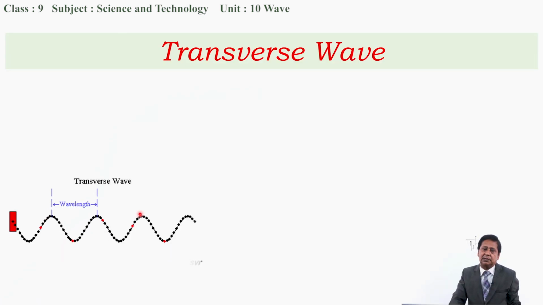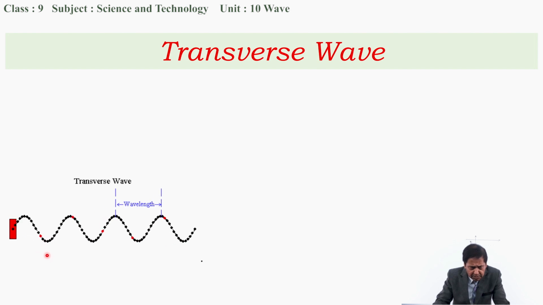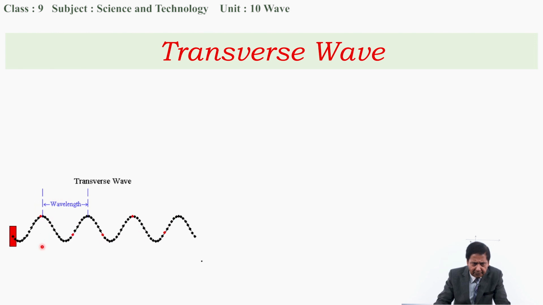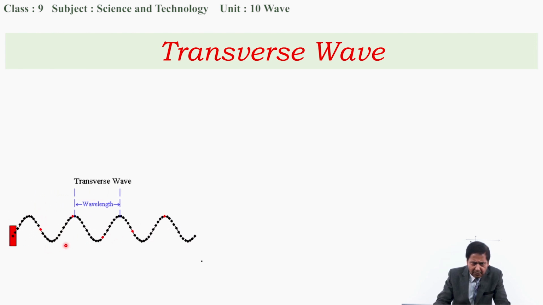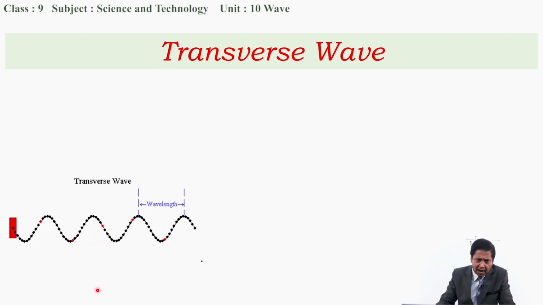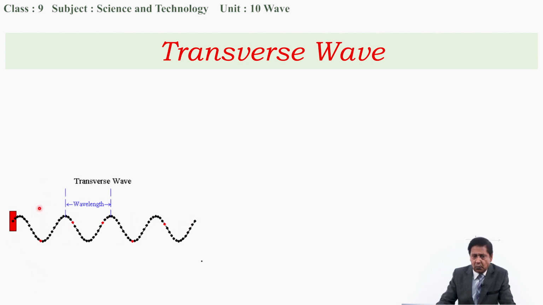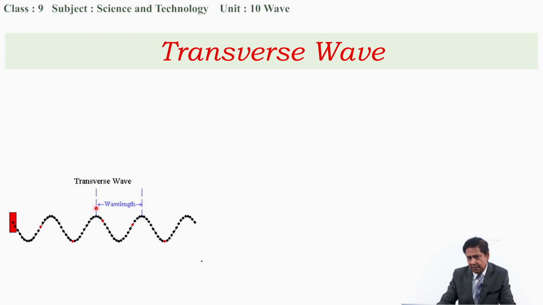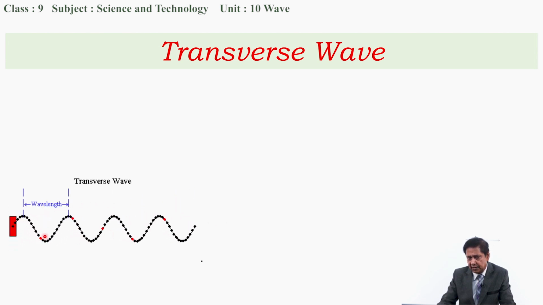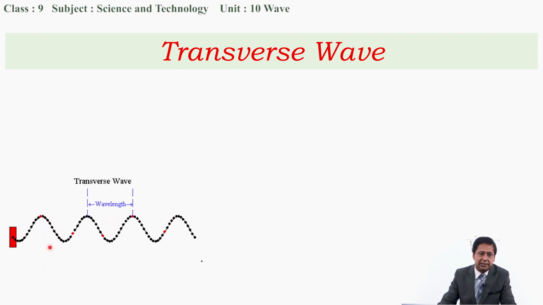But look at this animated video. In this case we have to observe this red dot mark. It keeps on moving up and down, up and down. Everywhere we see this red dot keeps moving up and down, but it never leaves its mean position. It is moving up and down only, but the wave travels in this direction. I mean to say, the wave and the energy are traveling towards this direction, but the particle of the medium is moving up and down only.